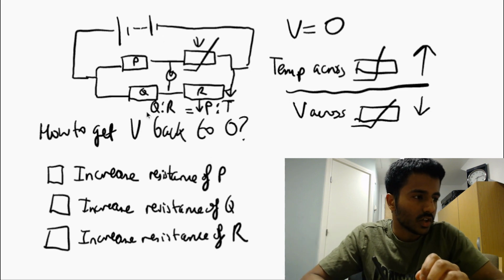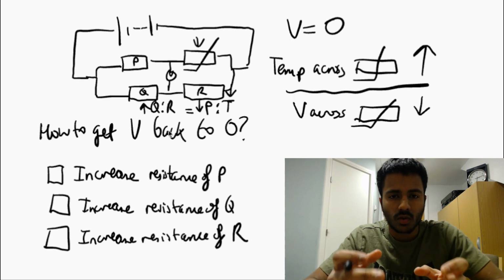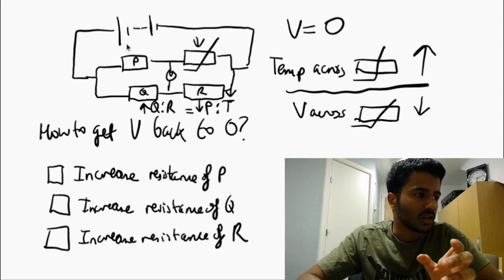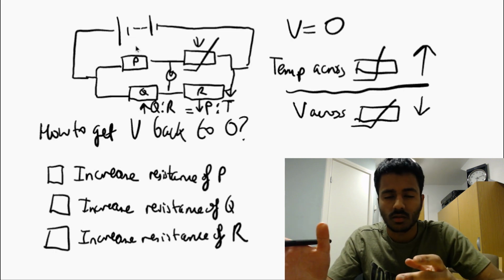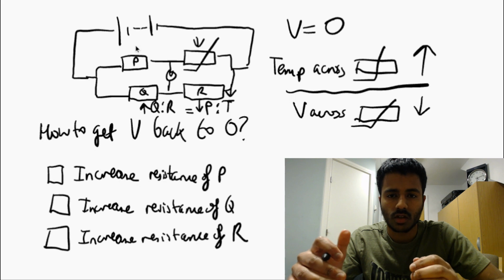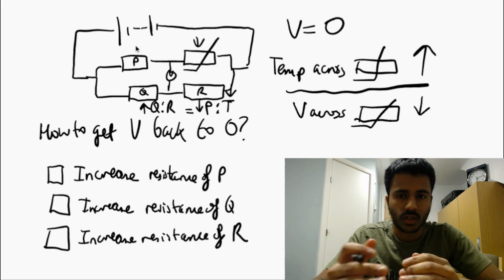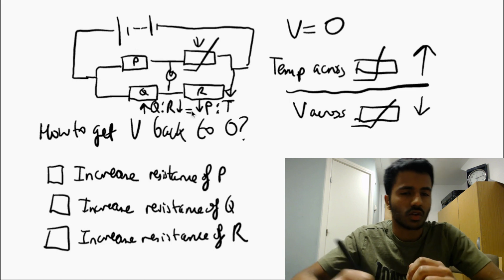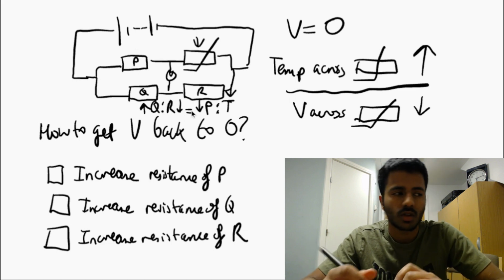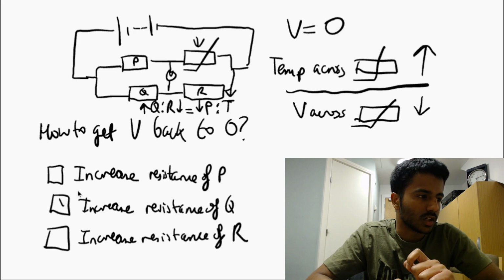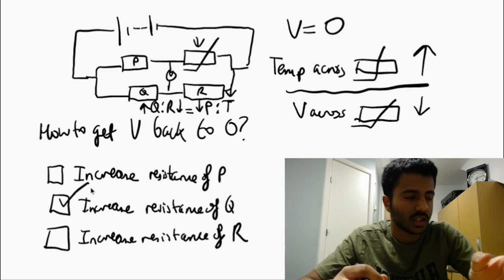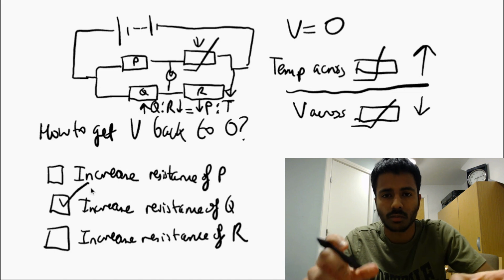Or if you increase Q, it will increase the voltage on Q relative to R, and because P on its own is usually bigger than T with this new temperature decrease, the voltage reading will go back to 0. Or you have to reduce R, and that will also do the same thing as increasing Q. So in this case, the correct answer is to increase the resistance of Q. This way, you're going to maintain the same ratio between Q and R and P and T.